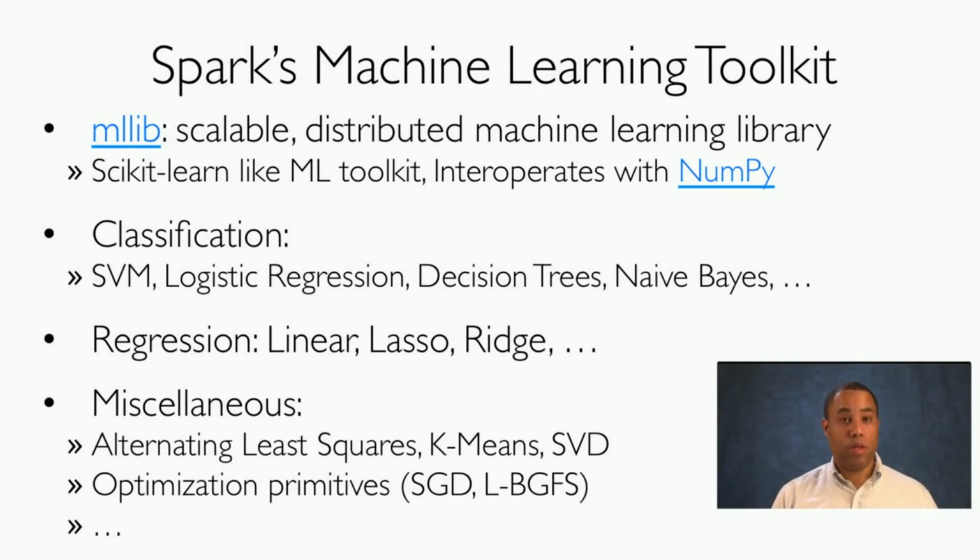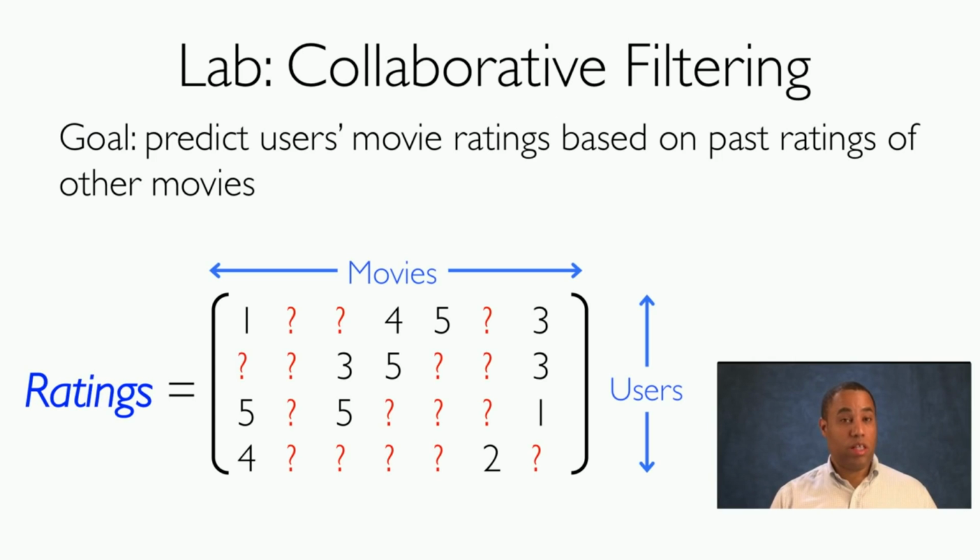Spark provides MLlib, which is a scalable distributed machine learning library. It provides a scikit-learn-like machine learning toolkit and interoperates with NumPy. It provides functionality including classification, regression, and many other useful methods. In this course, in the lab, you'll be working on a problem of collaborative filtering. The goal here is to predict users' movie ratings based on past ratings of other movies. So the way to think about this is we have a set of users, those are columns here. We have a set of movies, which are rows here in this ratings matrix.